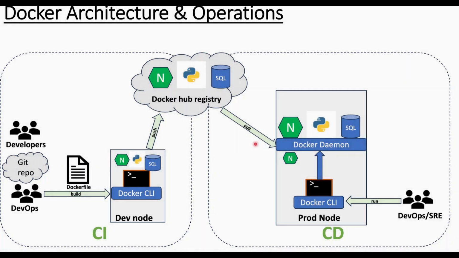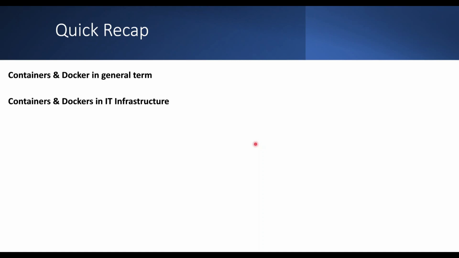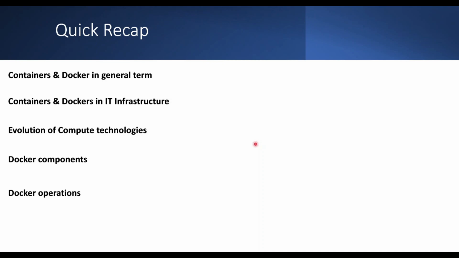So that's all for the day. Now let's quickly recap what we discussed in today's session. The first thing is containers and Dockers in general or in non-IT terms. Then we talked about containers and Dockers in IT infrastructure. Followed by the evolution of compute technologies, we tried to understand how compute technologies evolved from physical, normal compute nodes to virtualized and then Dockerized environments. Then we talked about Docker components, followed by Docker operations and the working architecture.